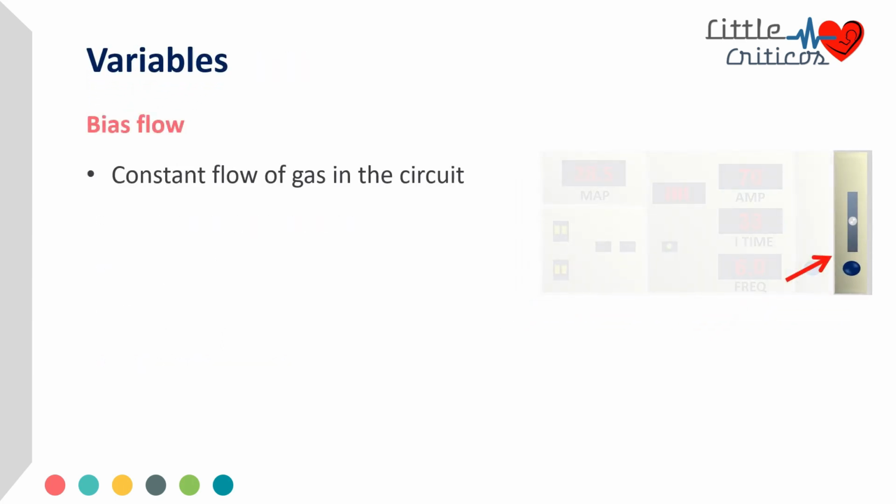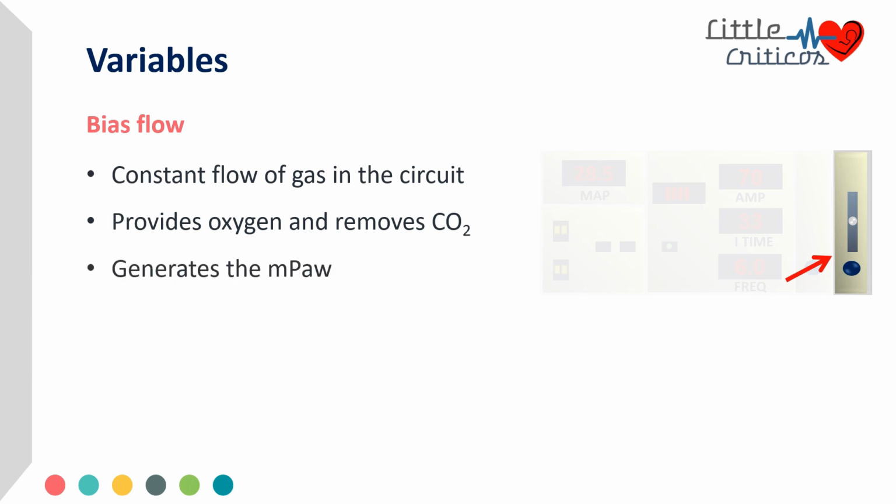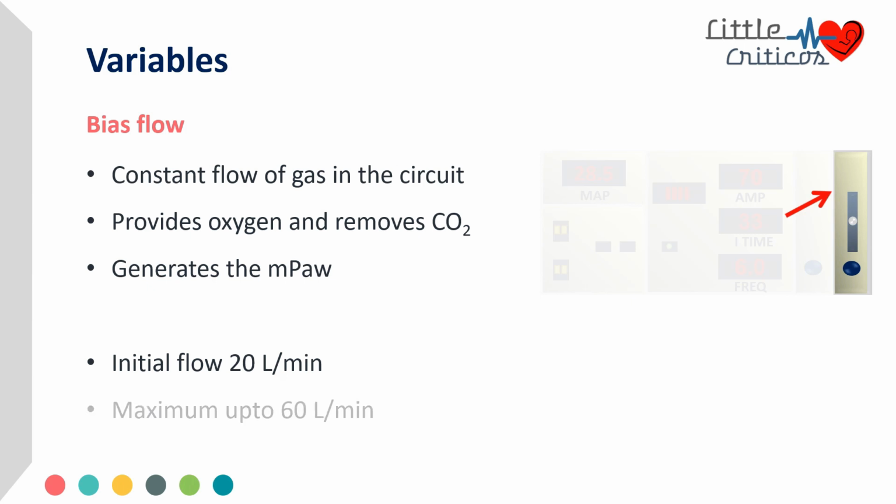Bias flow delivers a constant flow of gas in the circuit. It provides oxygen and removes carbon dioxide. It generates the mean airway pressure. It can be adjusted using the knob in the panel. The initial flow is set at 20 liters per minute and it can be maximized up to 60 liters per minute.